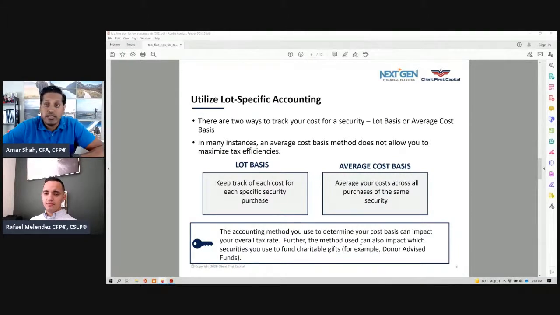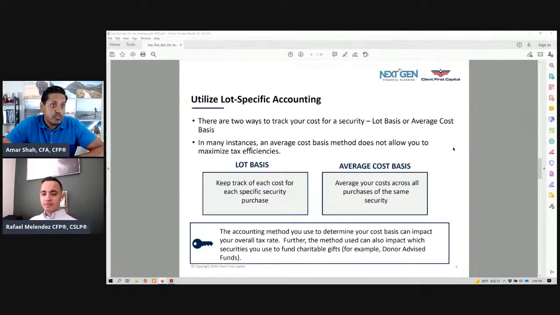Raphael, do you have anything else to add? No, I think you said it perfectly. Understand what's going on in these accounts, which ones have losses, which ones have gains, and strategize with your advisor around that based off of whatever you need to do, a liquidity event, charitable giving, whatever it is.